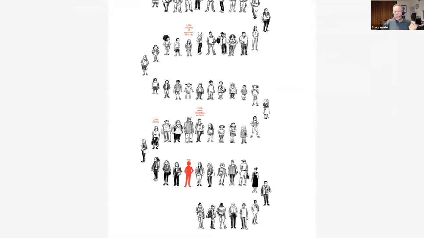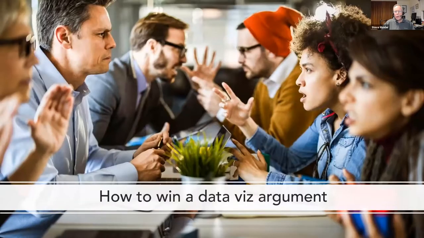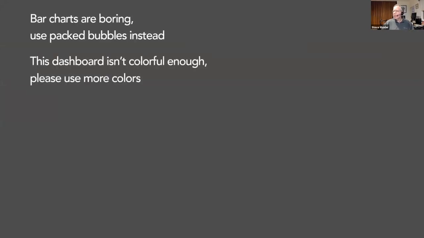All right. So those were two different things that may help to get people excited about what it is you bring to the table. But the next piece is a discussion of how to win a DataViz argument. As they start to adopt this stuff and start doing it, come on, how many people have asked you to do some pretty lame stuff? And we're going to discuss some of the lame things you'll probably be asked to do. So I'm going to show you three, four different examples. Hey, bar charts are boring. Use pack bubbles instead.